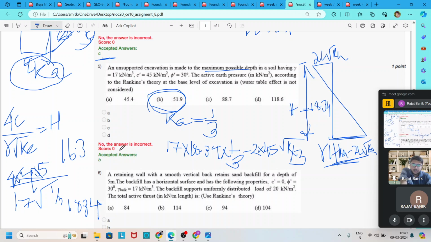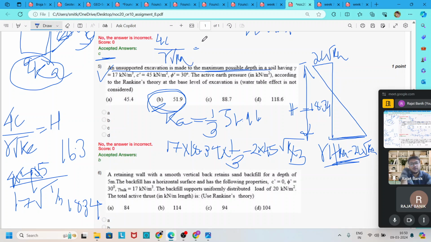So our correct option is, the answer is 51.96 at the bottom. So the correct option is option B. It is a little bit typical problem. To solve this problem, we first need to tackle the first statement, that an unsupported excavation is made to the maximum possible depth. So we know that for unsupported, the maximum possible depth is 4c divided by gamma into root over K.